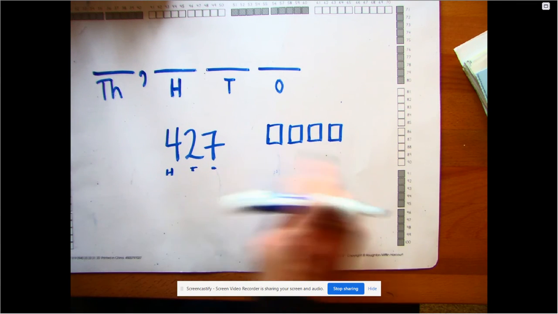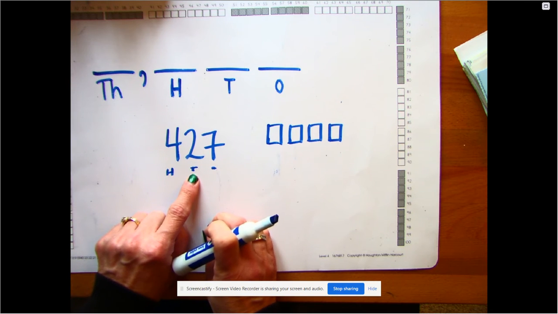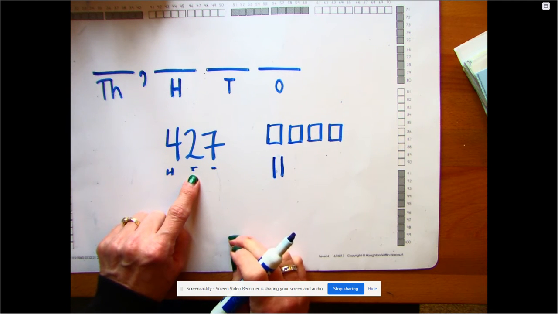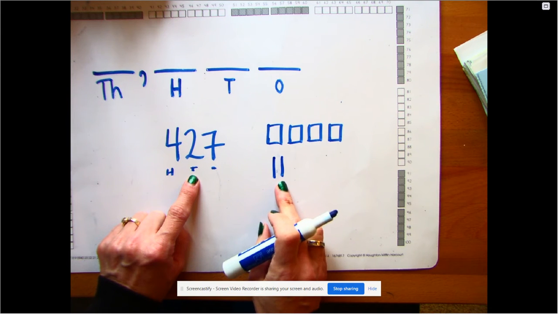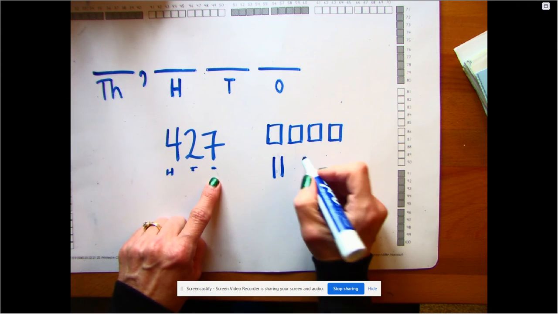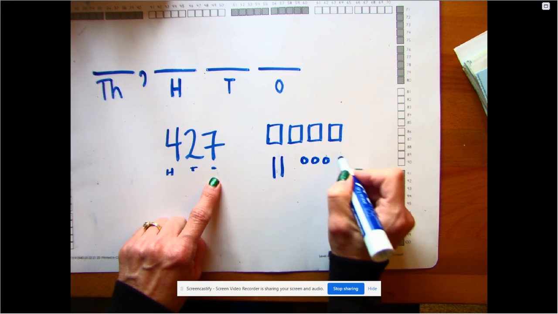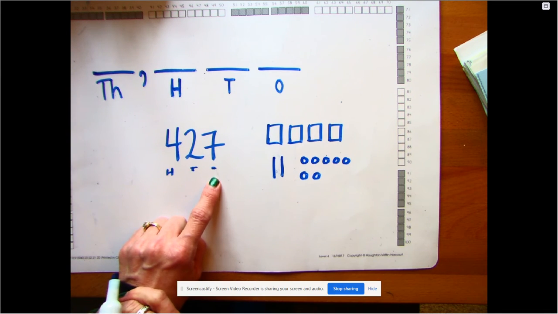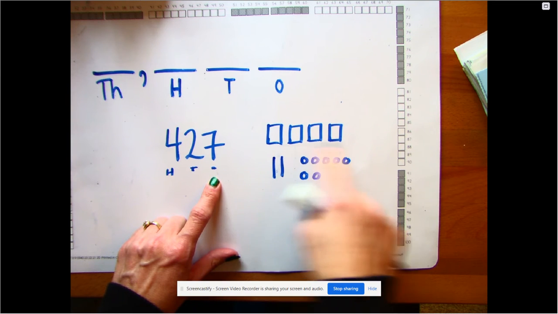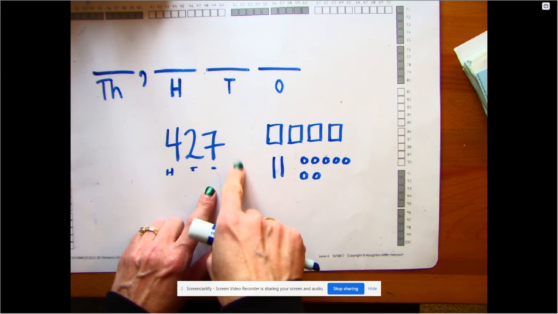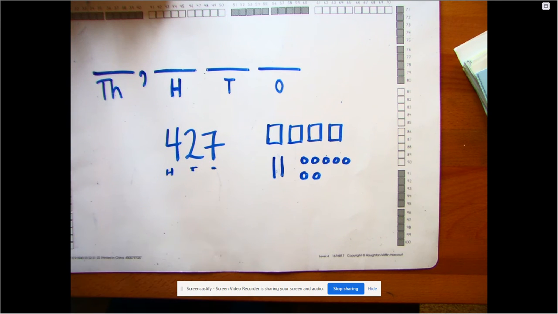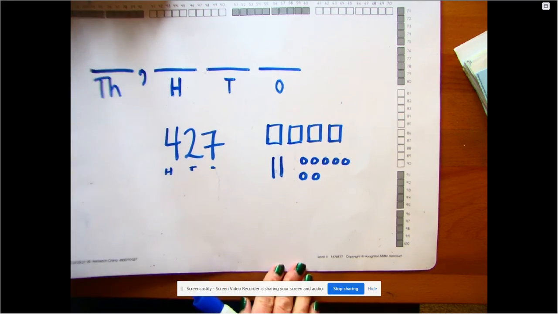So there are 4 hundreds. I have 2 tens, so here are my 2 10 sticks. 2 tens is 20, and then I have 7 ones. So 1, 2, 3, 4, 5, 6, and 7. Here's my place value drawing of 427. Remember, each digit has a value assigned to it. So we're going to look a little bit more at that today.